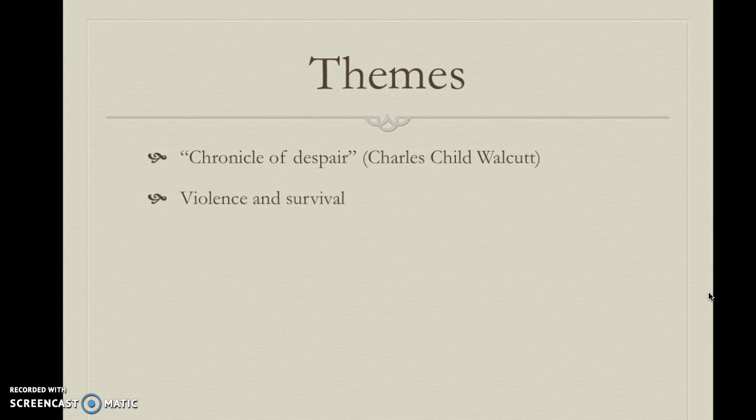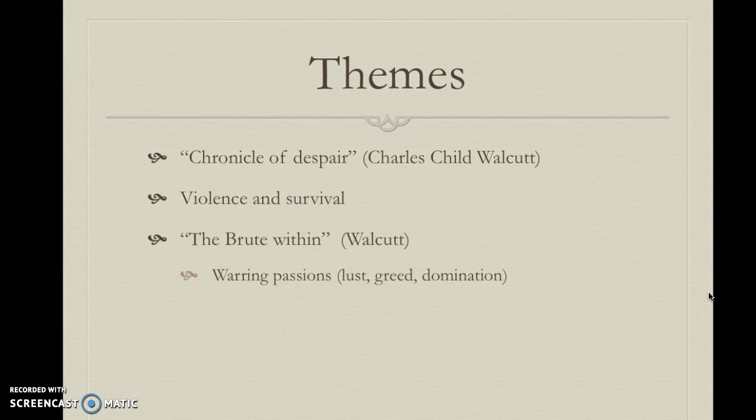I'm going to spend a couple of slides here on the themes that you'll see in naturalist fiction. The scholar Charles Child Walcott called it a chronicle of despair. That sounds uplifting, right? Violence and survival. These characters often live in a violent world and they struggle to survive. Walcott also coined the phrase the brute within each of us. So the idea that within us are these warring passions of lust and greed and domination that the character has to fight to control, and not always successfully.